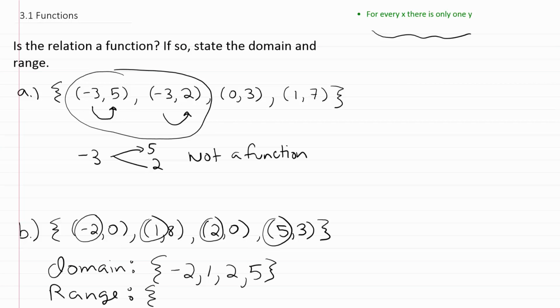And the range is actually all of the values that the domain is mapped to. So in other words, we'll have 0 for the range, 8 for the range, and 3 for the range. So the reason why we only have 3 values in the range is because 0, of course, is repeated.